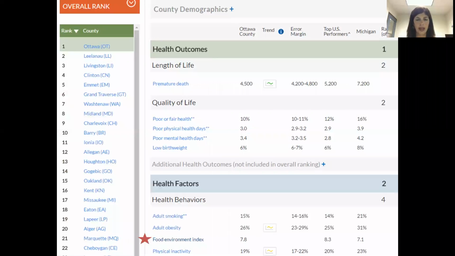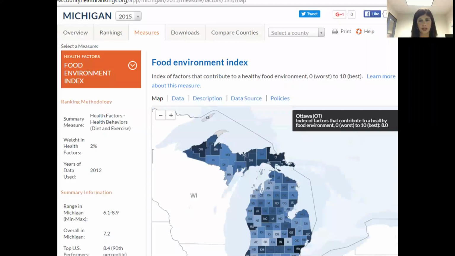Based on health outcomes and health factors, I think it's important to point out that there are a lot of different health factors that go into these rankings, but one of them is the food environment index that's listed at the bottom of the slide with the star next to it. That's something we as a food council pay attention to. It's an index from 0 to 10 of factors that contribute to a healthy food environment, with 0 being the worst and 10 being the best. Overall, Michigan's rank is 7.2. The range in Michigan is anywhere from 6.1 to 8.9. Ottawa County falls in at 8.0.